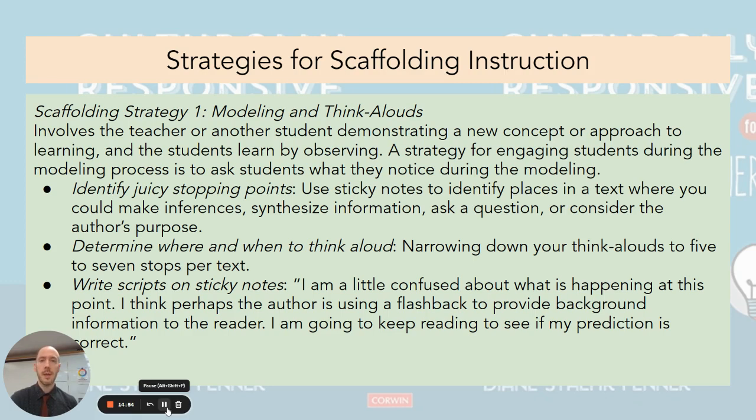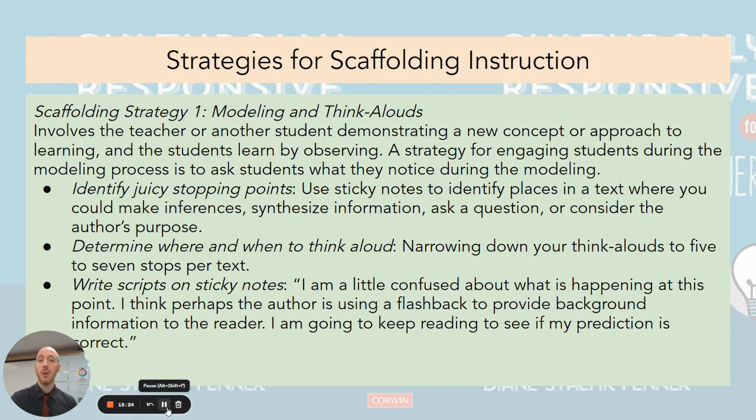So here are a few steps in planning for, let's say, a think aloud related to text analysis. So we can identify juicy stopping points. To prepare for a think aloud, we can use sticky notes to identify places in a text where we can make inferences, synthesize information, ask a question, or consider the author's purpose. We can also identify areas that might cause confusion to students. We can also determine where and when to think aloud.